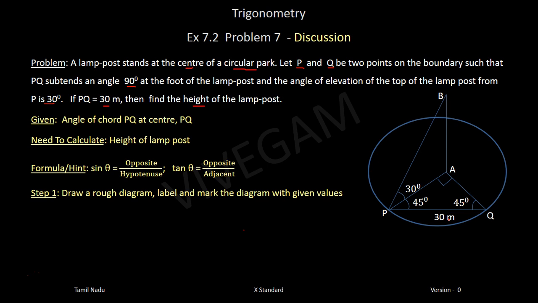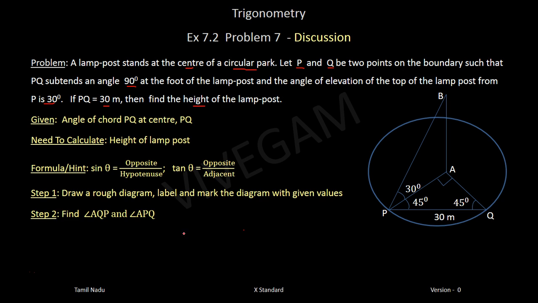You have done this is the circular path, this is a lamp post at the center, and these are the 2 points on the boundary. Join them to the center, and that angle is 90 degrees. They have given the angle of elevation from P, looking at the top of the lamp post, is 30 degrees. So angle APB is 30 degrees. Then since this is 90 degrees and these two sides are equal, these two will be 45 degrees each. Okay, now we have done that.